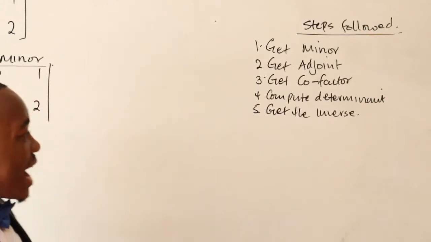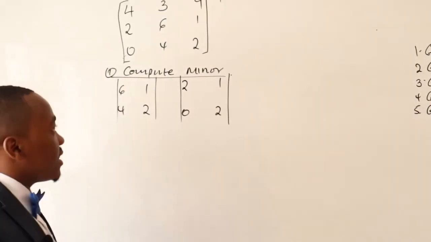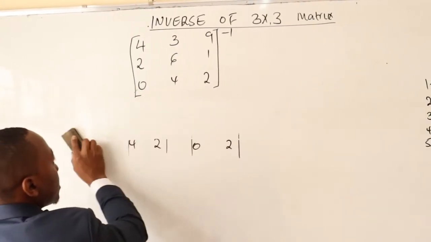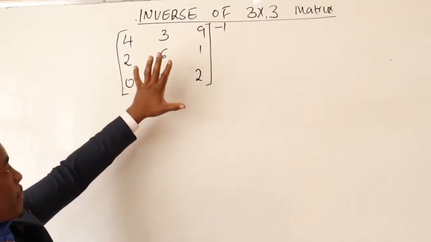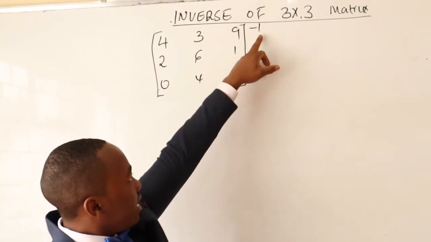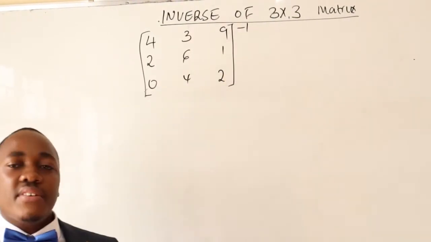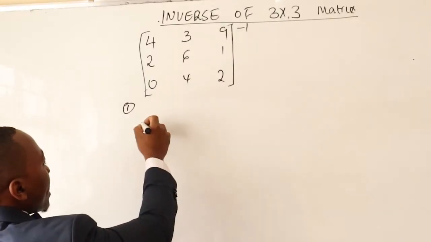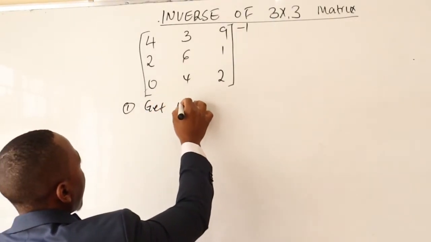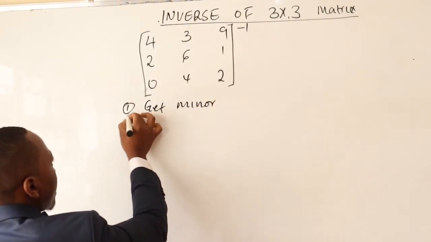So now I want us to do an illustration. Let's do this illustration here. You are given this matrix. It's a 3 by 3, and this symbol means you are getting an inverse. So how do we get that? We have said that step number 1, you get the minor. And how do we get the minor?